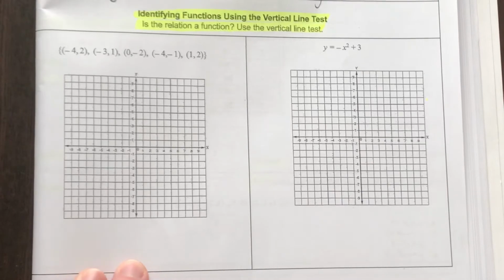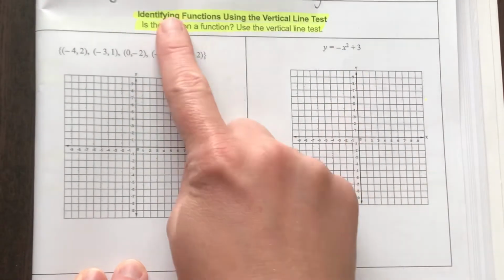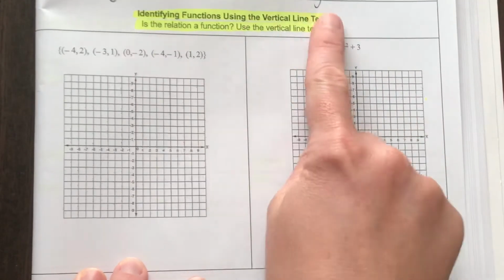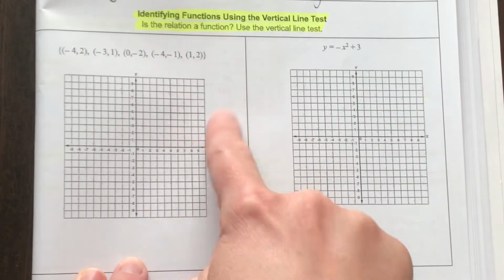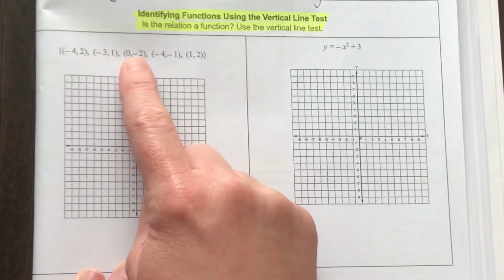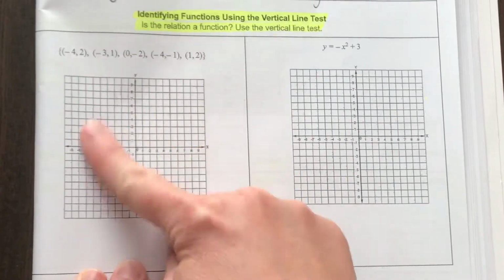In this video, I will show you with two pictures how to identify a function using the vertical line test, and that will help us determine is the relationship a function, and that's really essentially what our vertical line test does.